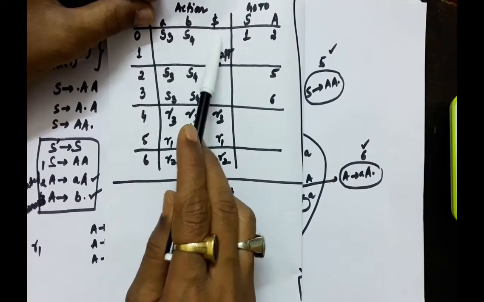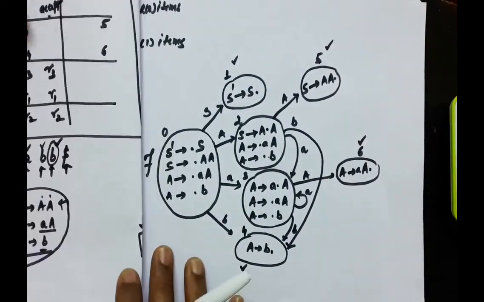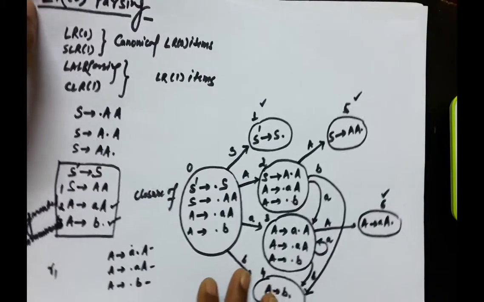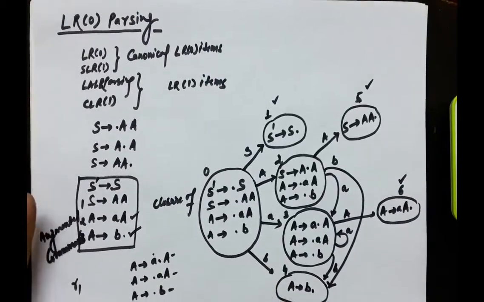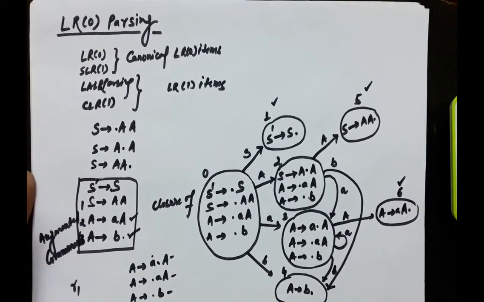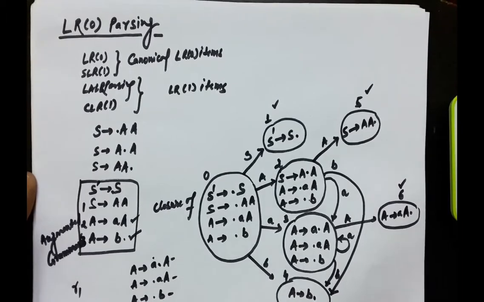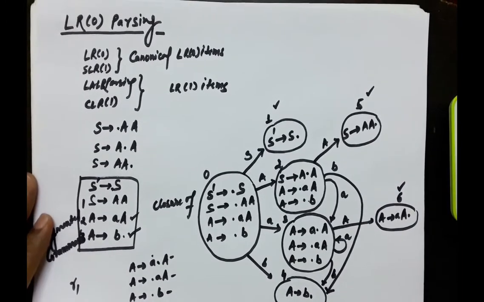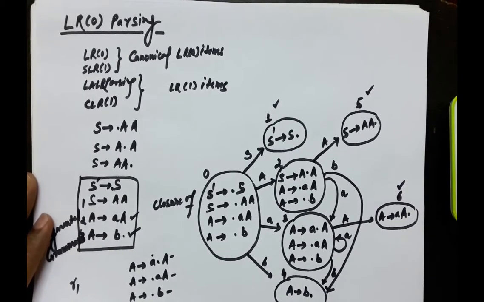But the correction we will make in SLR1 is that we will not write the reduction blindly. We are not going to write the reductions blindly, but we will follow some rules for writing them. The shift operations and the go-to operations remain the same. The only correction will be for the reduction items.